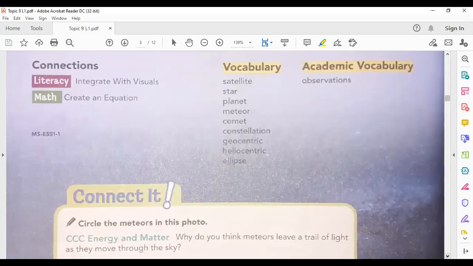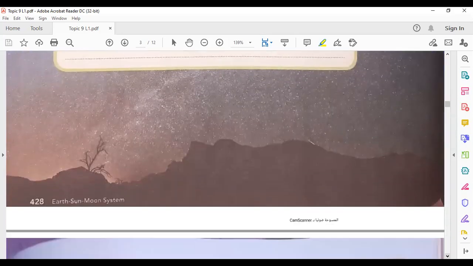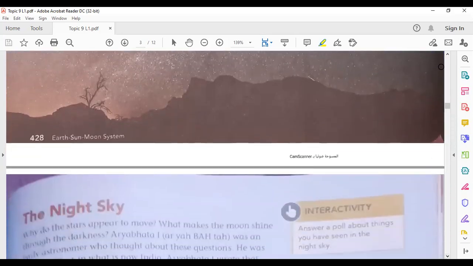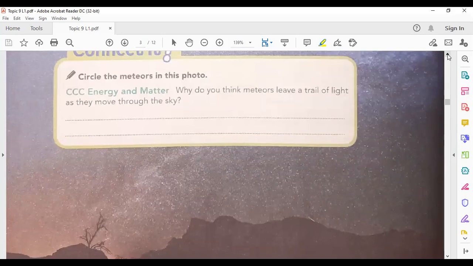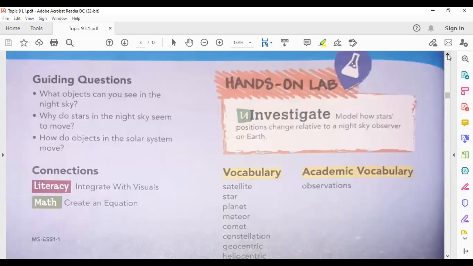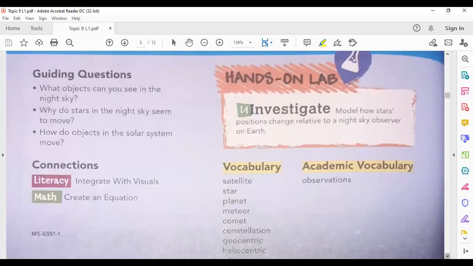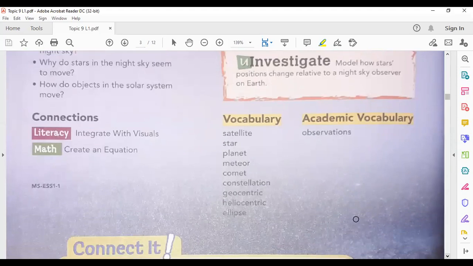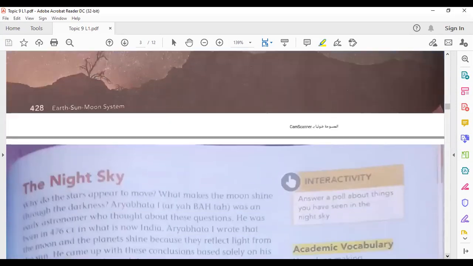I told you I will concentrate on the important things. Always, when you study for any exam, I always concentrate on the concepts: satellite, star, planet, meteor, comet, constellation, geocentric, heliocentric, ellipse, and so on. Always memorize the concepts. Concepts are very important.